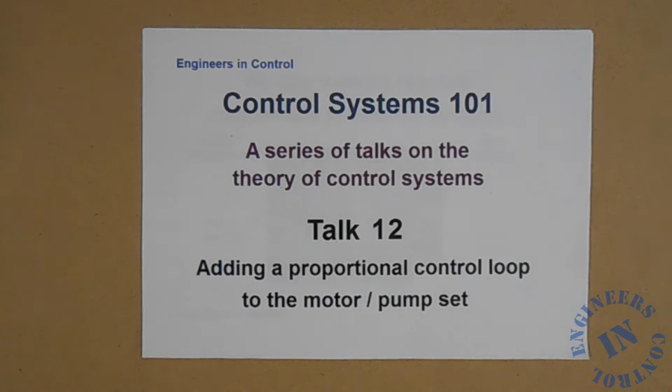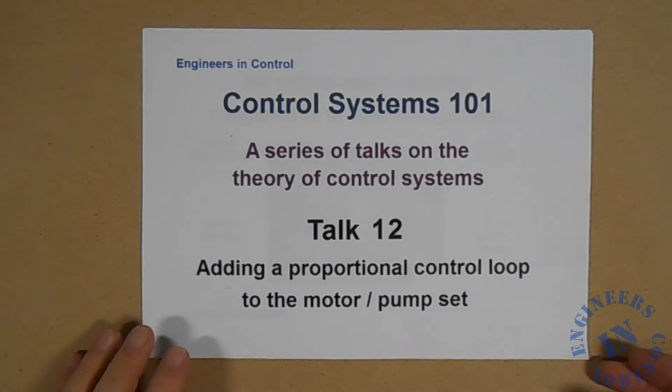In talk number 12, now that we have obtained a single process transfer function for a motor and pump set, we are going to develop a feedback control loop for controlling fluid flow rate using motor speed as an input.